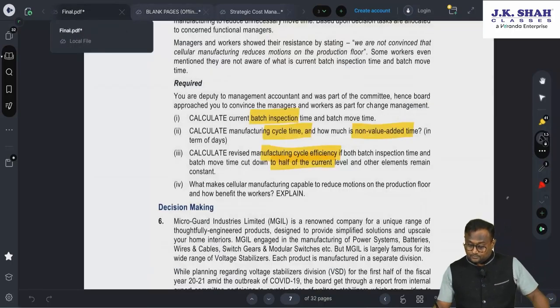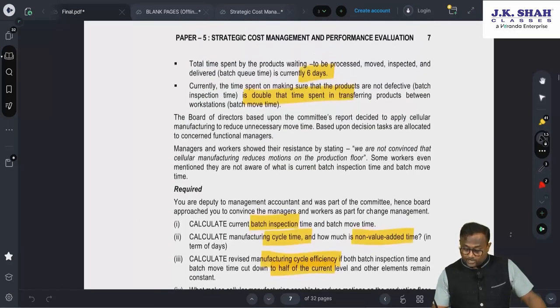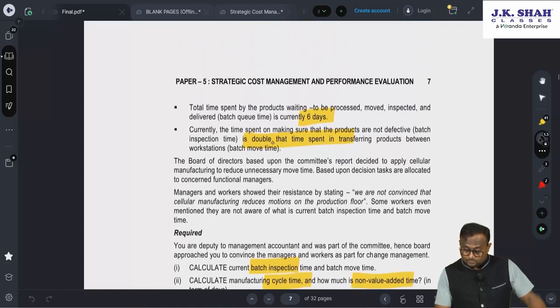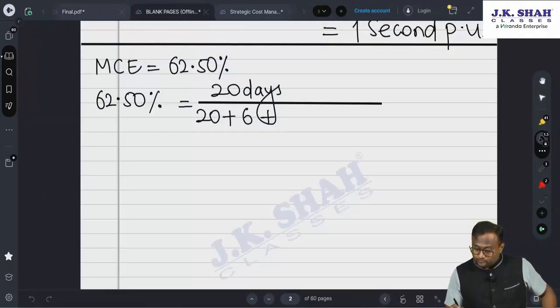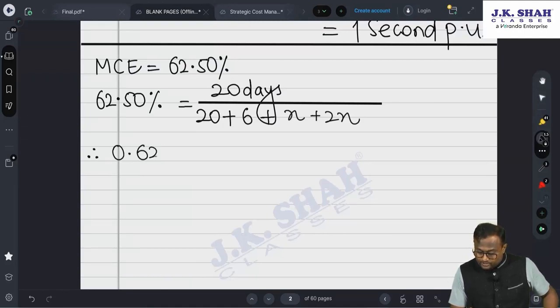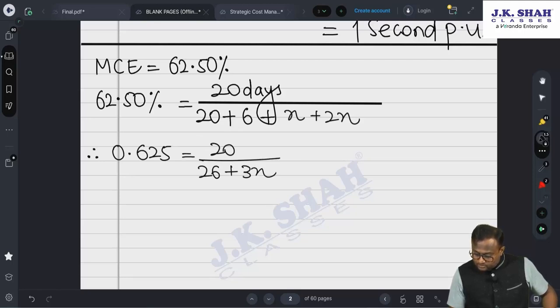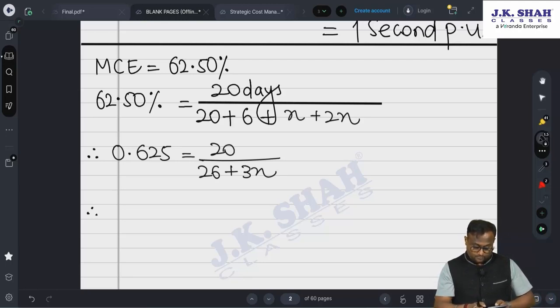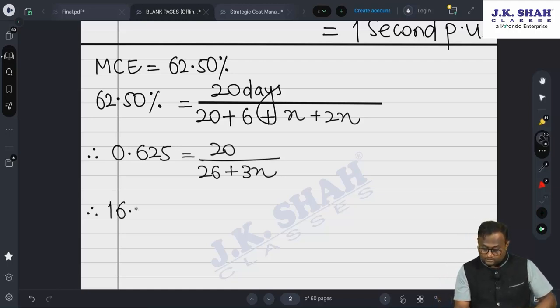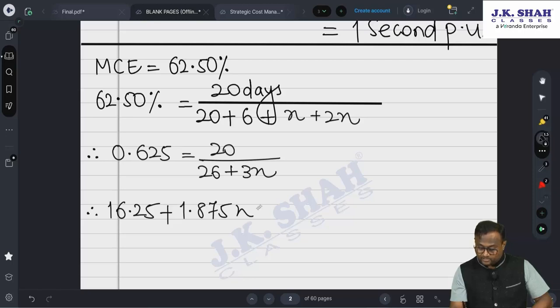And as far as inspection time and move time are concerned, it's double. So if one is assumed to be X, the other one has to be 2X. So 0.625 = 20 upon 26 plus 3x. 0.625 times (26 + 3x) gives 16.25 + 1.875x equal to 20.